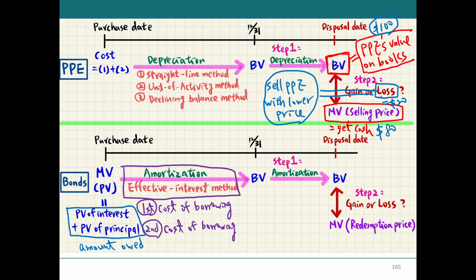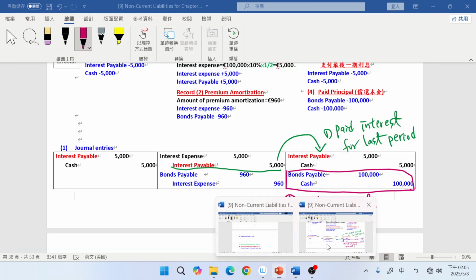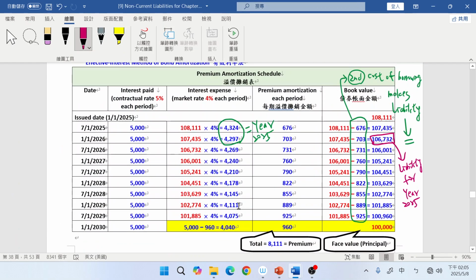And also, don't forget, at the beginning, I remind you that second cost of borrowing will what? Affect your book value, right? Your second cost of borrowing will affect your liabilities book value. In case you forgot, you can look at your tables right here. Did you find out? Your second cost of borrowing will what? Will affect your liabilities book value, okay? So don't forget, your second cost of borrowing will affect your liabilities book value.